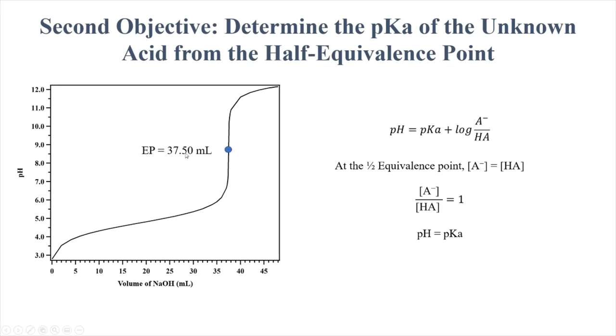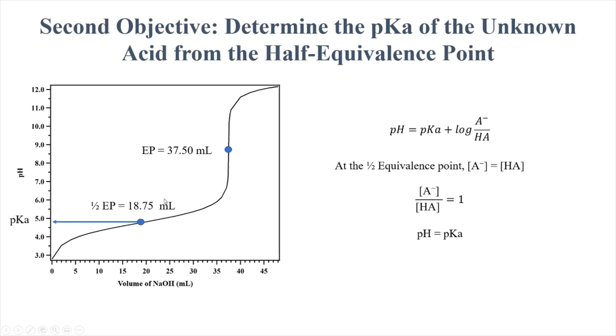So if our equivalence point was 37.50 milliliters, we can figure out the volume of our half equivalence point by dividing this by 2. That's 18.75 mL. And then we can go in and read off the pH at that volume, and that's going to be our pKa. So it looks like this one is around 4.7 or 4.8 from this graph. We just read that right off from where our half equivalence point is.